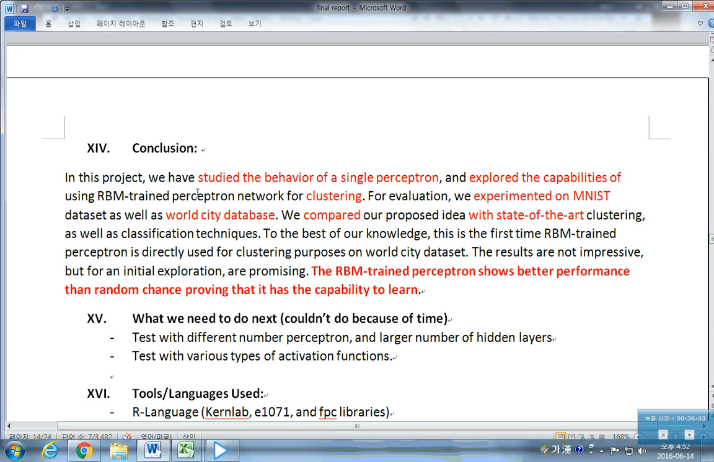So the final conclusions. In this project, we studied the behavior of a single perceptron. We explored the capability of using this as a clustering technique. We experimented on 2 different data sets and compared them to the state-of-the-art clustering and classification techniques. To the best of our knowledge, this is the first time RBM is used directly to cluster world cities data set. And the results are maybe not impressive, but for an initial exploration are promising, especially as the RBM trained perceptron shows better performance than random chance, proving that this has the capability of learning.